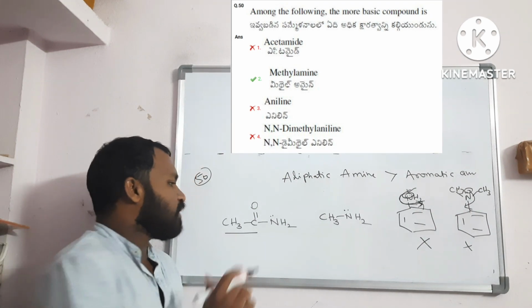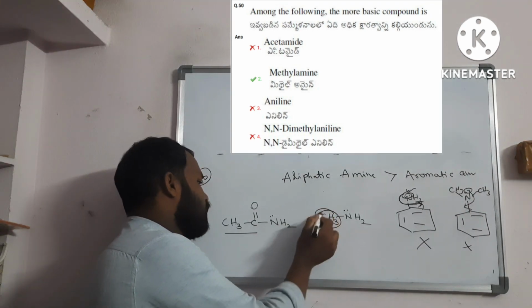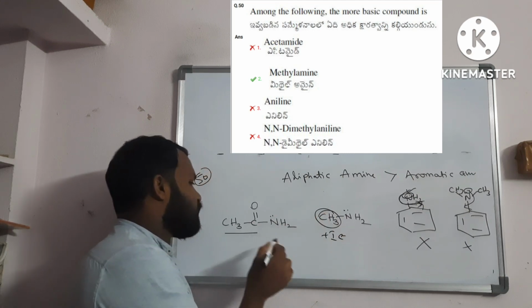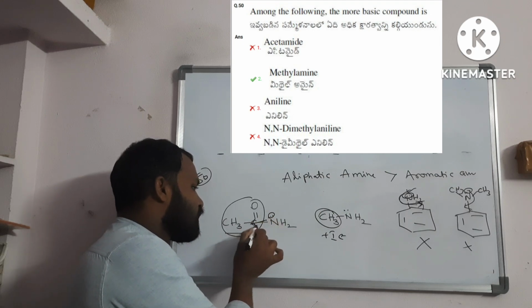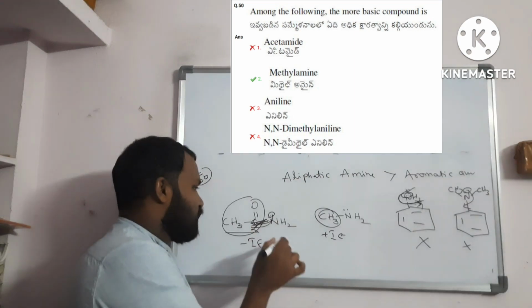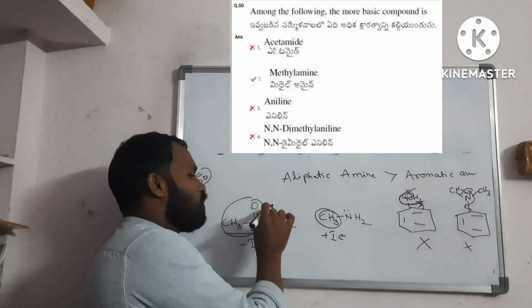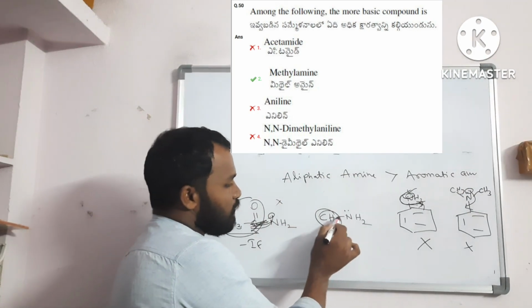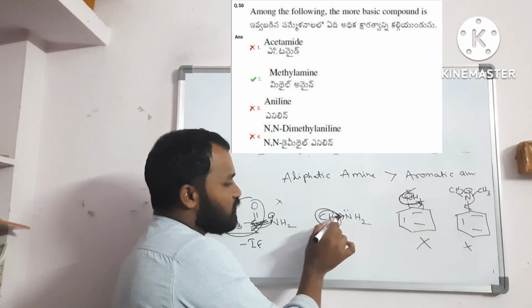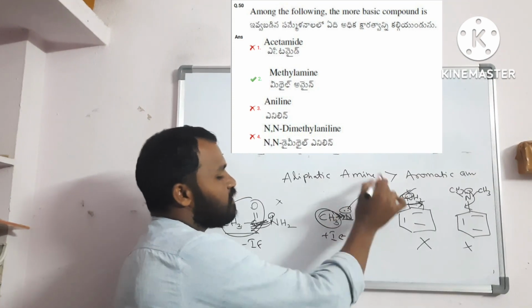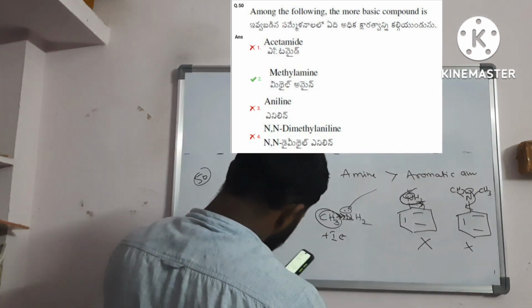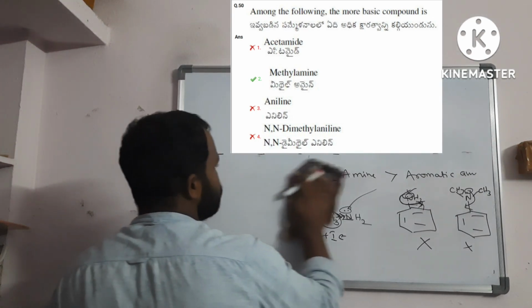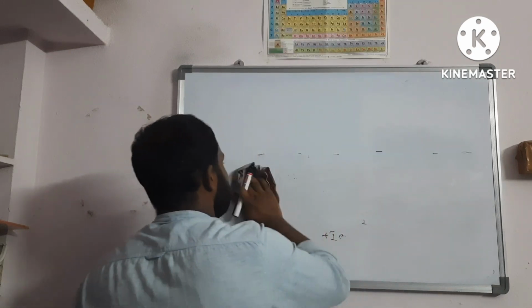Now if you compare acetamide and methylamine, CH3 is a plus I group, while CH3CO is a minus I group. It withdraws electron density from the nitrogen, so donation of the lone pair is difficult. The plus I group gives electron density to nitrogen, so it easily gives the lone pair. Hence methylamine is more basic than the remaining compounds.